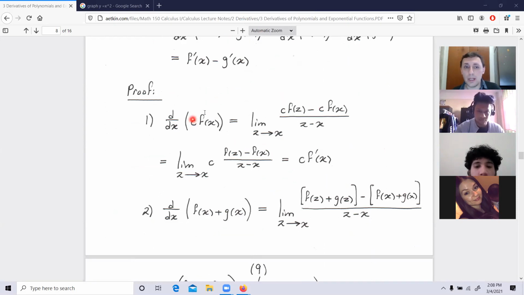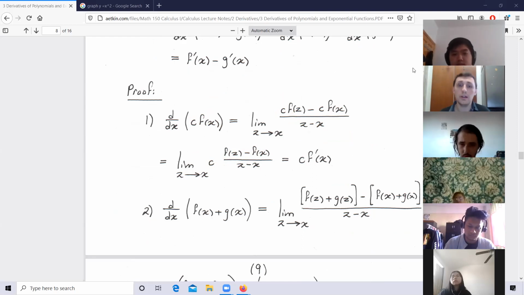Very simply, when I apply the definition of the derivative to a constant times the function, I get this limit. Do you agree? This is just some function, so this is the function at z minus the function at x. And what can I do? I can factor out the constant. And what do I see here? When I see this fraction, I recognize that in the limit, it will be the derivative of f, which is my x squared, so to speak.